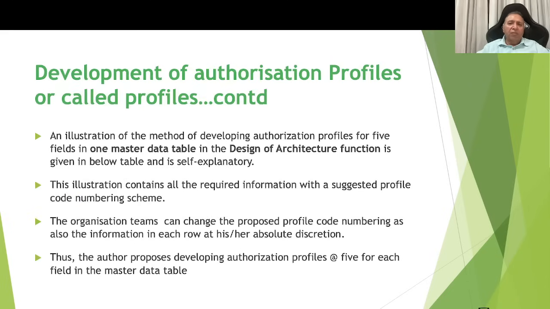Continuing with these profiles, an illustration of the method of developing authorization profiles for 5 fields in each one master data table in the design of the architecture function is given below and self-explanatory. This illustration contains all required information with suggested profile code numbering scheme. Organizations' teams can change the proposed profile code numbering scheme as also the information for each row at his or her own absolute discretion. Thus, the author proposes developing authorization profiles at the rate of 5 for each field in the master data table.